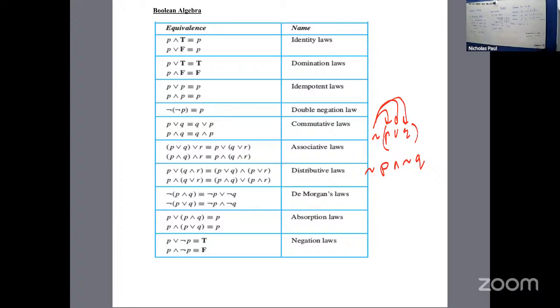You have to remember the last two underneath, the absorptive law and the negation laws. Okay? That's just to remember. Right? This law is particularly useful. We have to remember it, right?